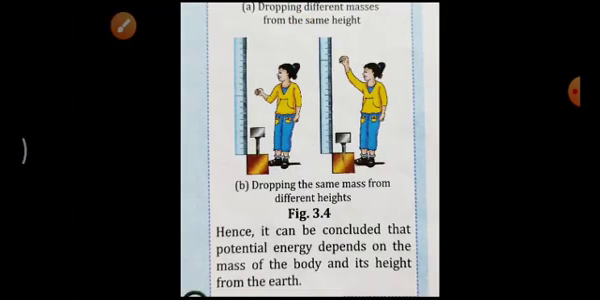Hence, it can be concluded that potential energy depends on the mass of the body and its height from the earth. First we observe that the object which has more mass can penetrate more. At the same time, if it is falling from a greater height, then also it can penetrate the iron nail more. So we conclude that potential energy depends on the mass of the body and its height from the earth. I hope all of you have understood this.